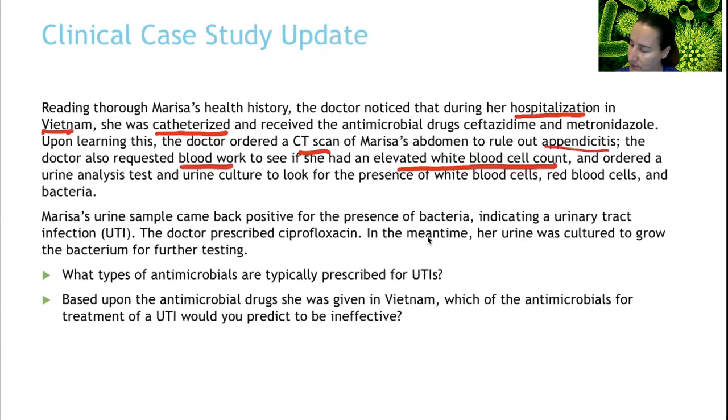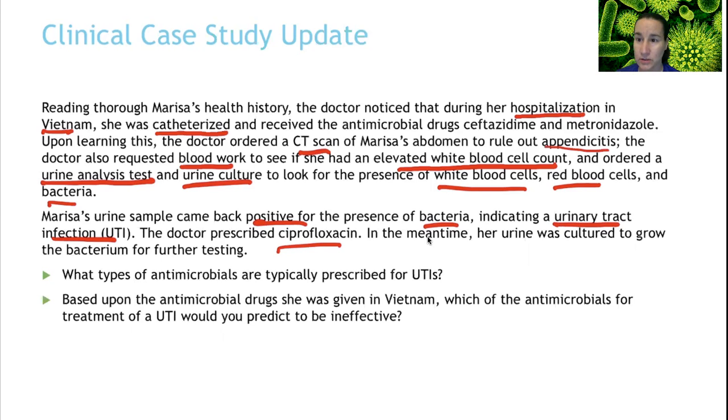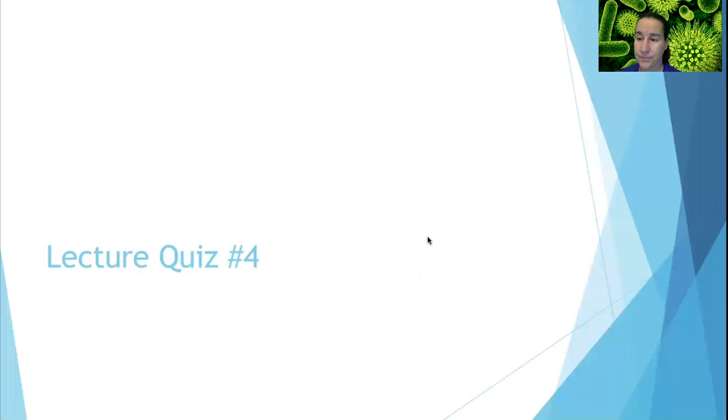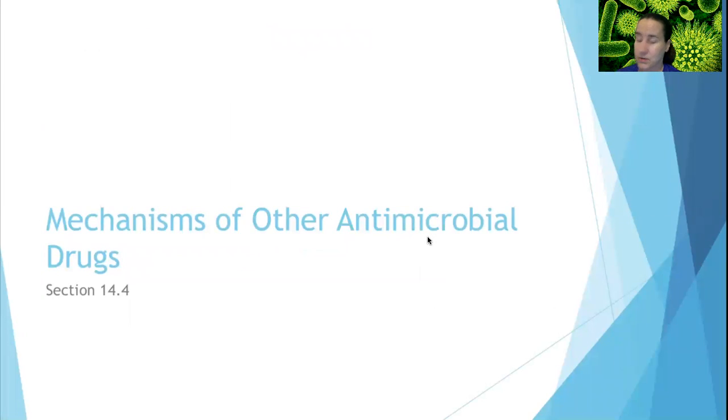She's got elevated white blood cells. We're going to do a urinalysis and urine culture to see if she's got a UTI. We're looking for white blood cells, red blood cells, bacteria, what's growing in her urine. They cultured it. It comes back positive for bacteria. So she's got a UTI. So she's going to get Cipro, and they're going to treat her with that antibiotic, culture her future urine, and see if that took care of her UTI.